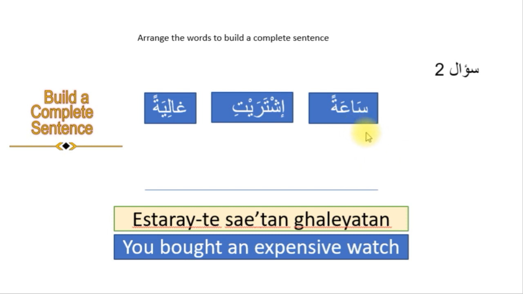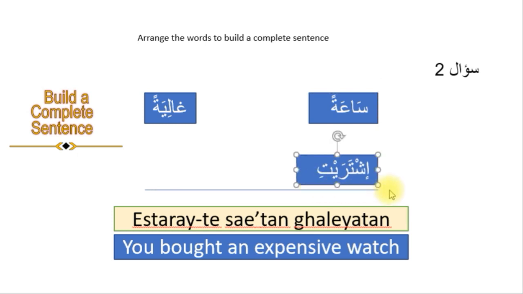Sa'atan, a watch. Ishtarayta, you bought. Ghaliyatan, expensive.